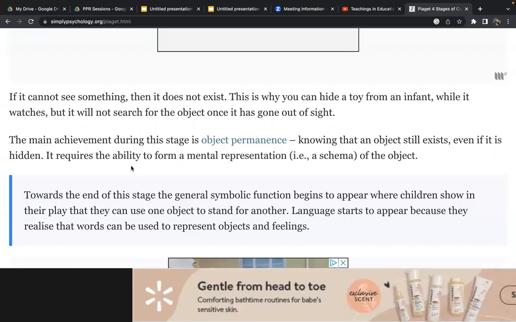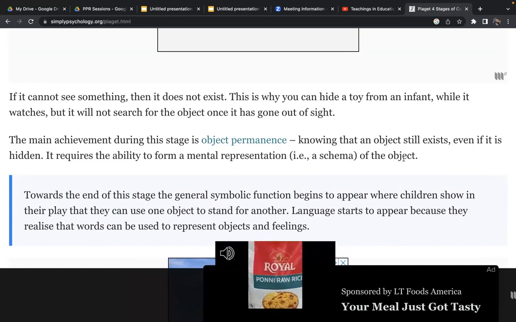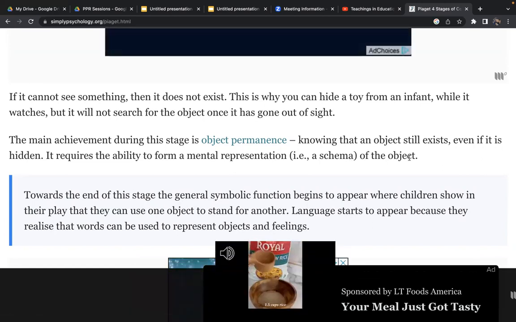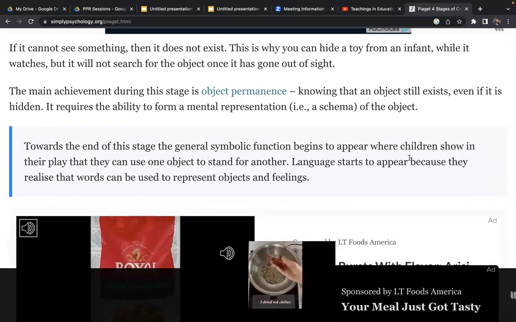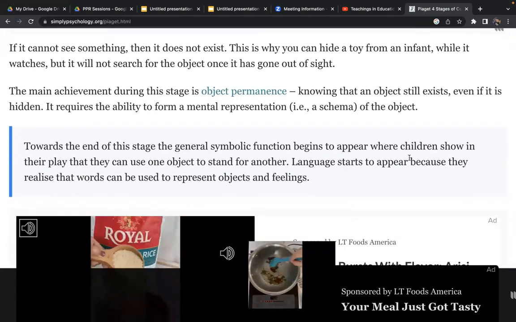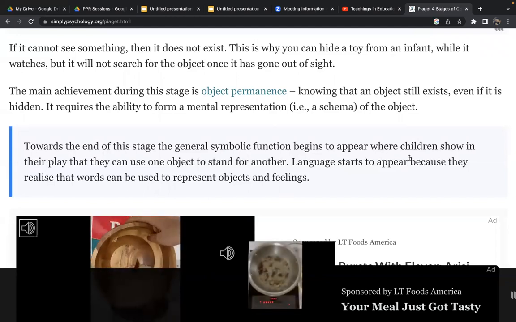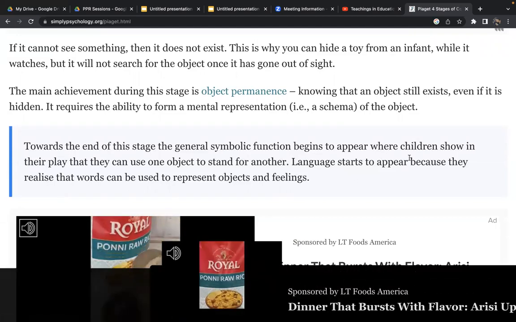It requires the ability to form a mental representation, a schema of the object. Just because it's not here doesn't mean it doesn't exist. I have the mental object in my brain and I know it exists somewhere still. I might even see it again. That creation of that mental schema in the brain is a very important first step. Towards the end of the stage, the general symbolic function begins to appear, where the children show in their play that they can use one object to stand for another, sort of substituting, right?